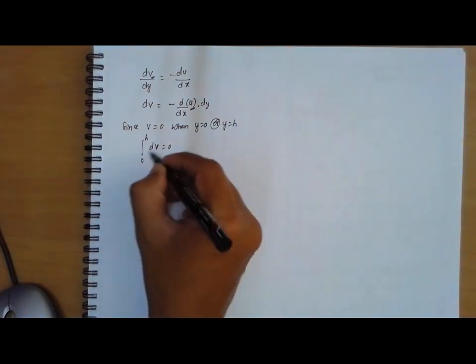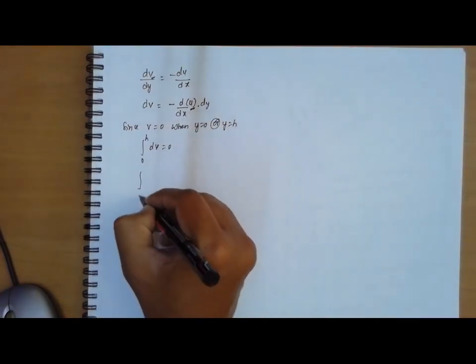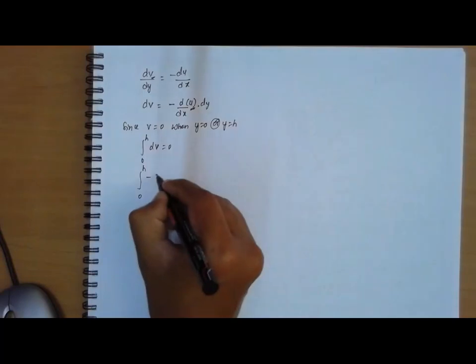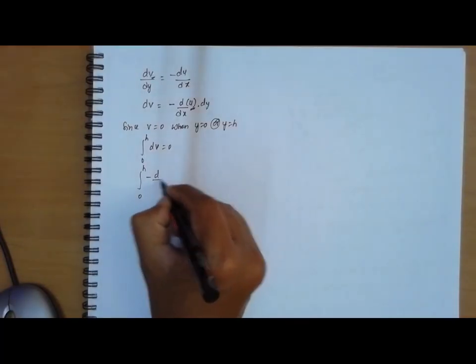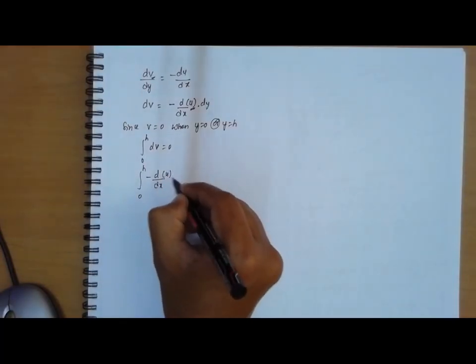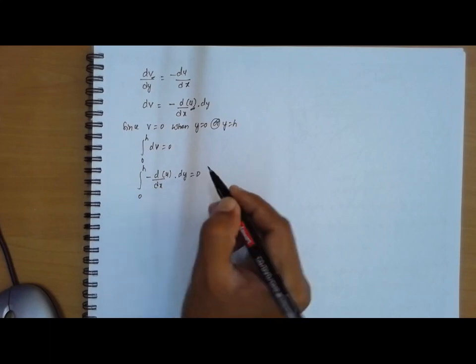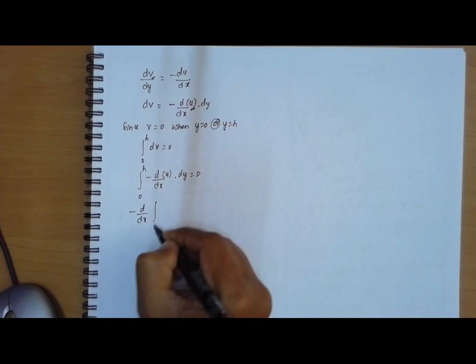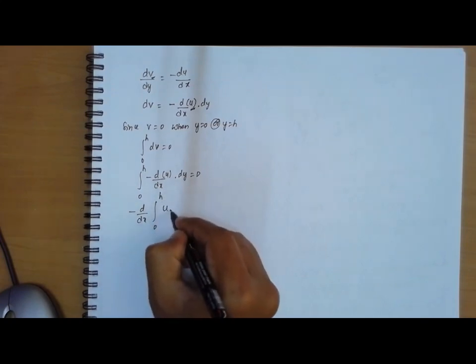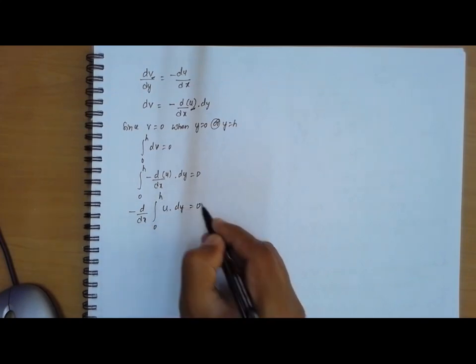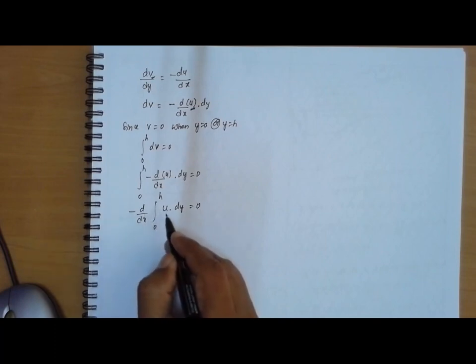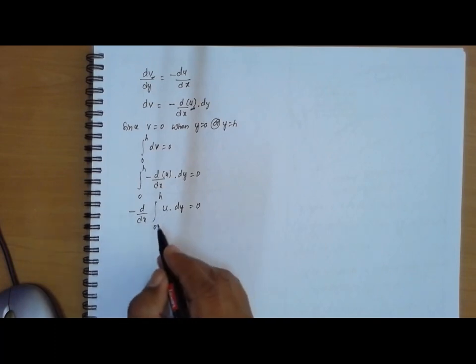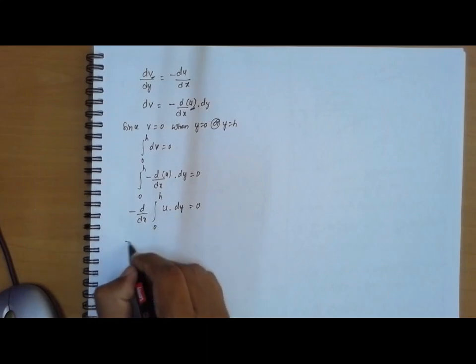So now since dv is equal to this value from 0 to h, minus d by dx of u into dy can be treated as equal to 0. So let us consider it like this. We'll take the velocity of the converging oil film into dy equal to 0. Since we know that u is equal to 1 over 2 mu dp by dx (y square minus hy), plus u into (h minus y) divided by h, so let us substitute that equation here.